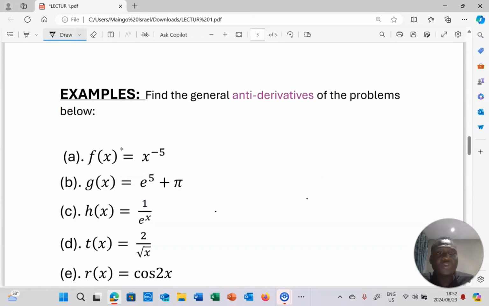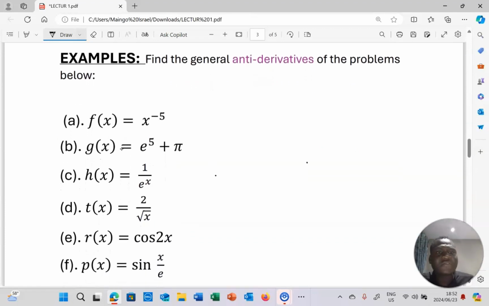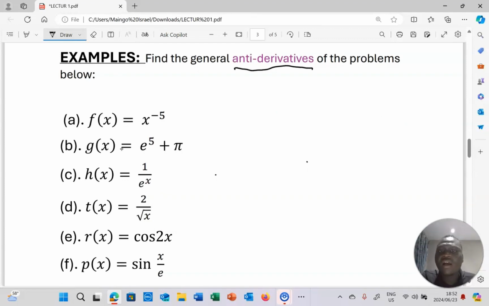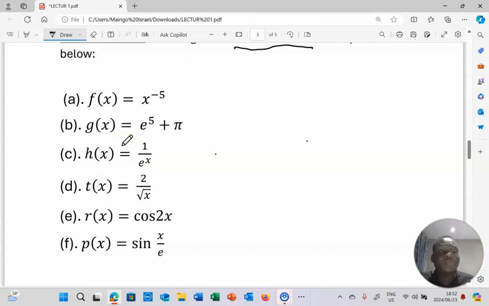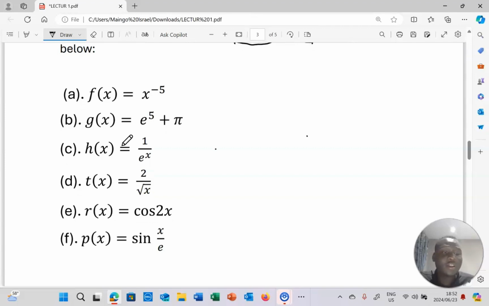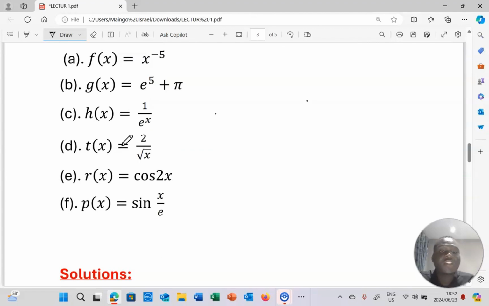So yeah, examples. The question says find the antiderivatives of the following problems. The first problem is f of x equals x to the power minus 5, g of x equals e to the power 5 plus pi, h of x equals 1 over e to the power x, t of x equals 2 over square root of x, r of x equals cos 2x, and the last one is p of x equals sine of x over e.